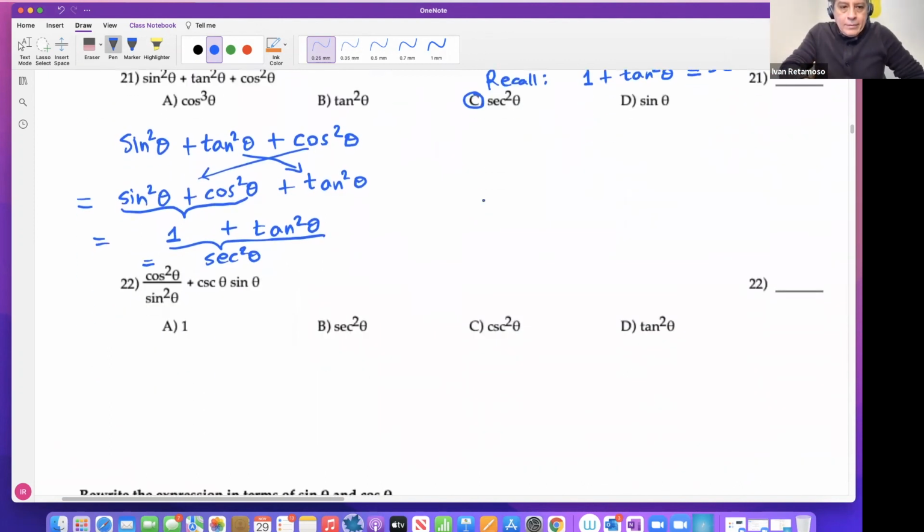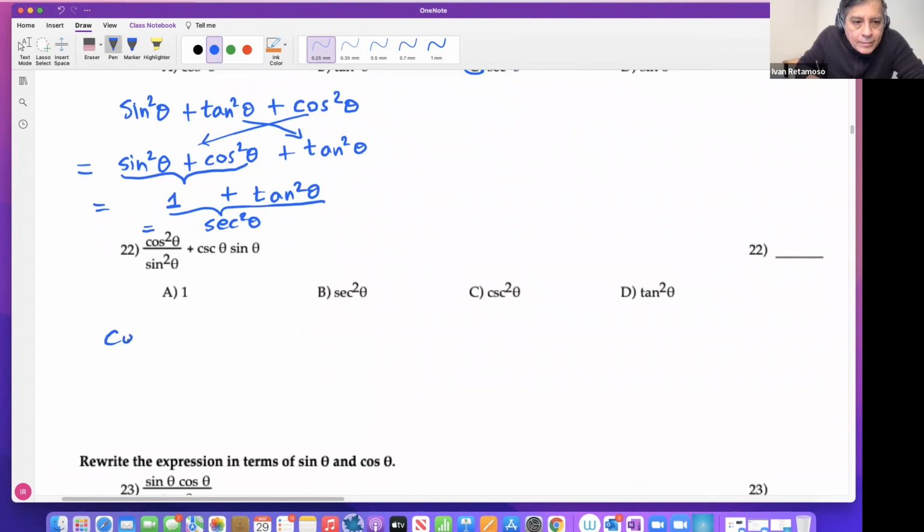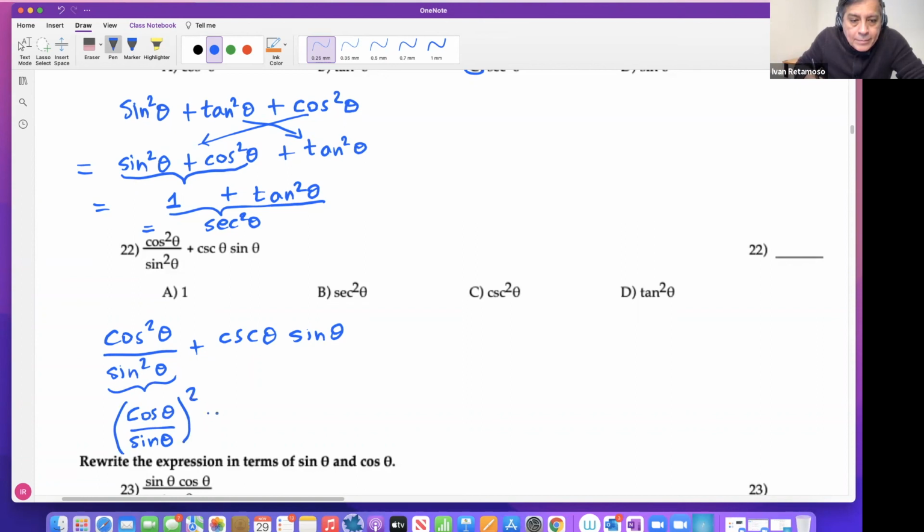Yeah, I think we can do this one too, number 22. Let's check. Cosine square of theta over sine square of theta plus cosecant of theta multiplied by sine of theta. Here, let's do this trick. Cosine of theta, sine of theta kind of resembles cotangent, right? So what I'm gonna do is I'm gonna rewrite this algebraically. This is the same as this, right? Cosine of theta over sine of theta, squared, plus here.